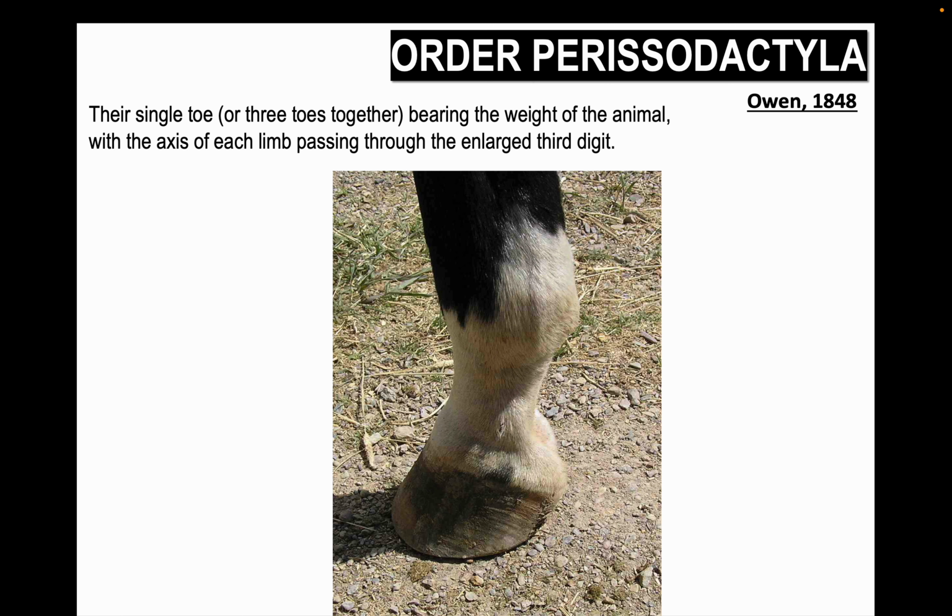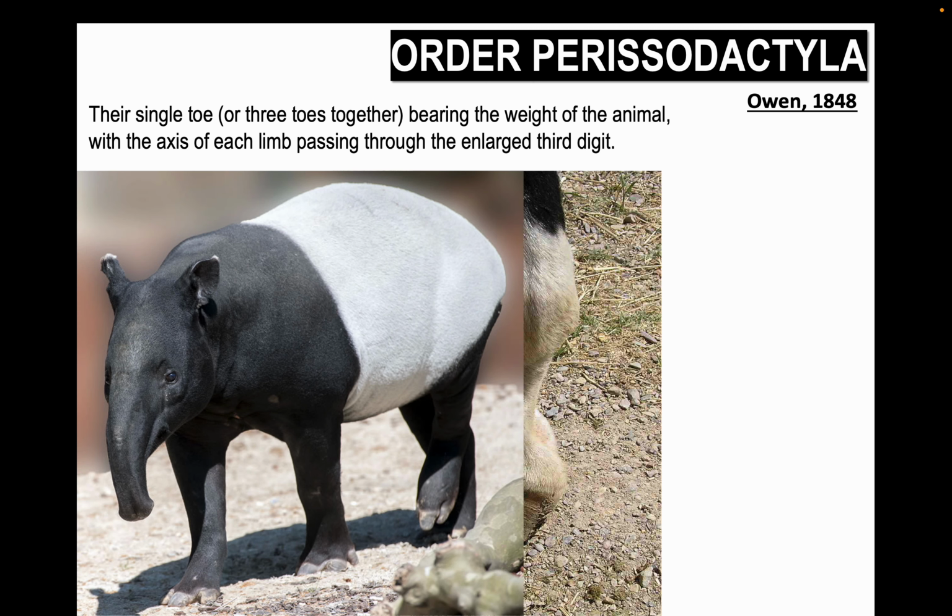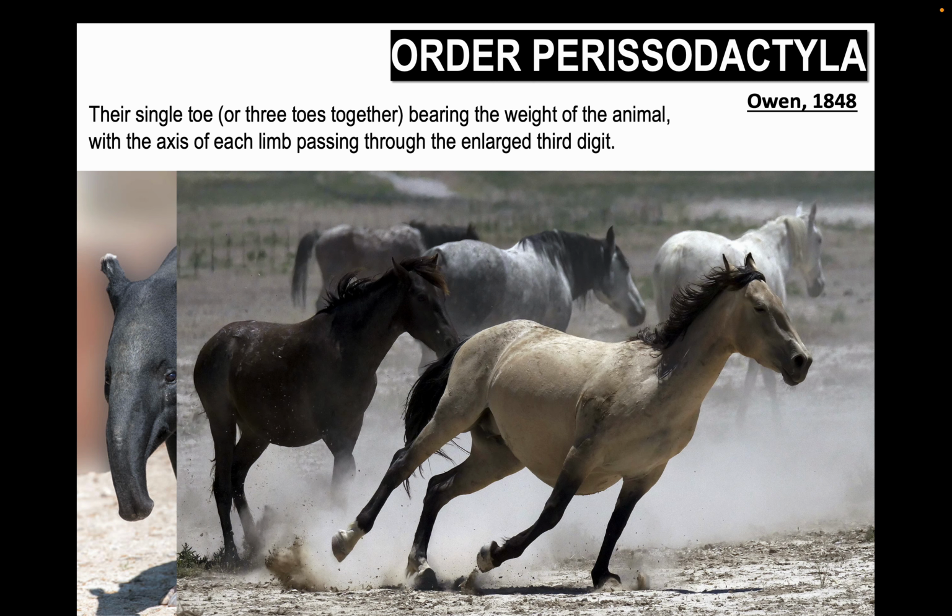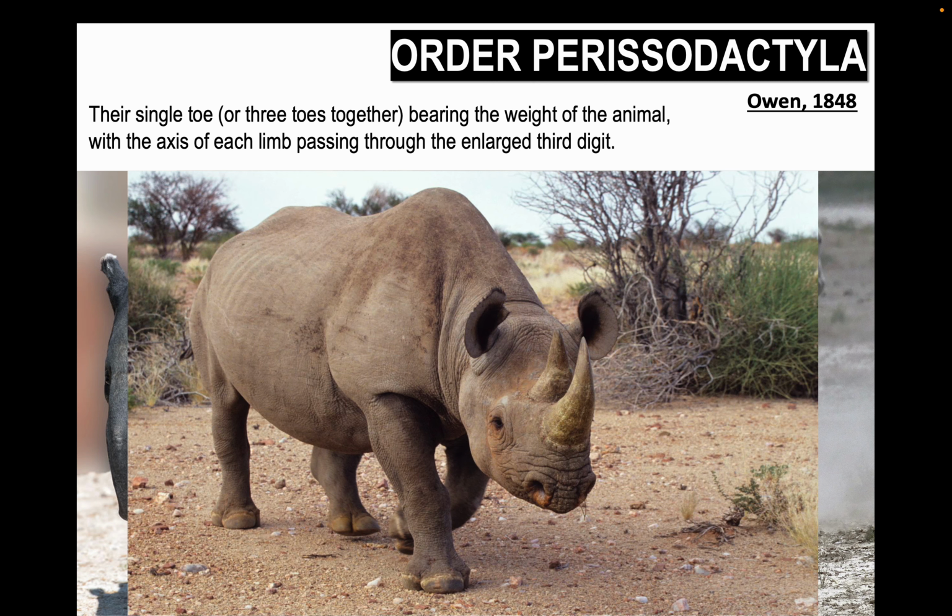Then we have order Perissodactyla. They have a single toe, or the toes are odd numbered but are fused into one, bearing the weight of the entire animal. Okay, so Perissodactyla. So examples, okay, horses, okay, rhinos.